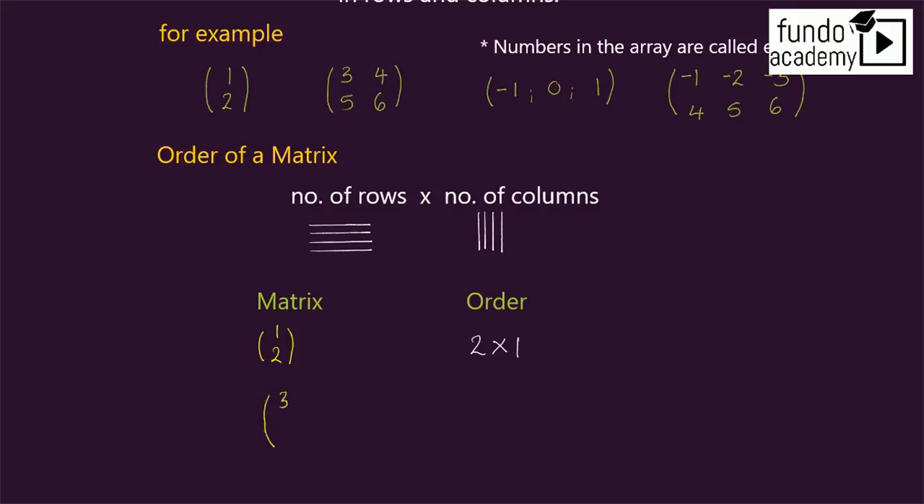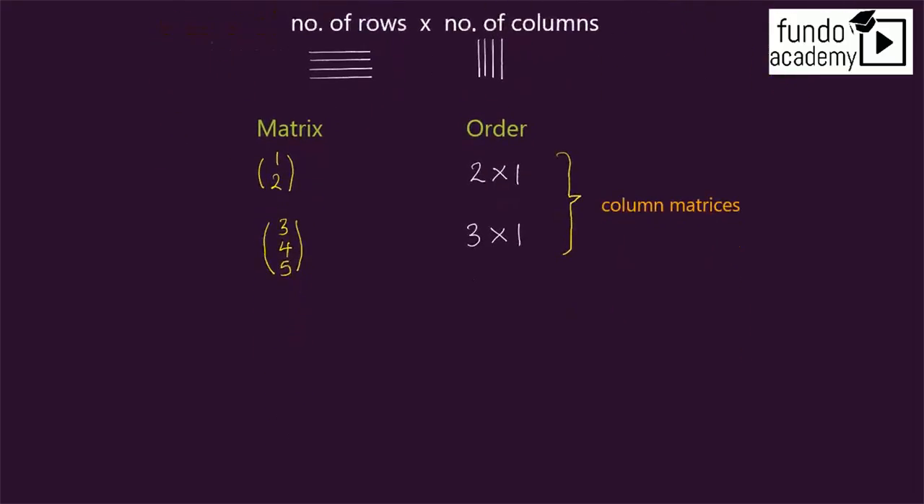Another example is the matrix 3 4 5. This one has 3 rows and 1 vertical column. So we call this a 3 by 1 matrix. You can see here that it's all about counting the number of rows by the number of columns. Now the 2 matrices that we have right here only have 1 column, so we call them column matrices. Very, very important. These are column matrices.